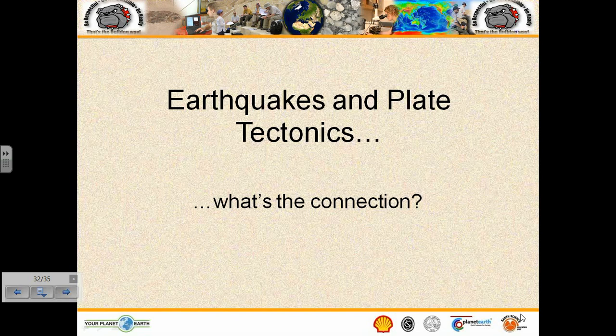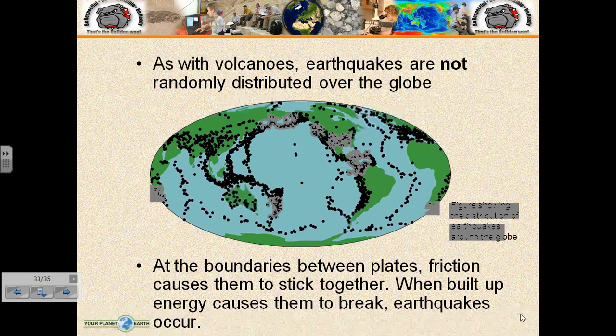Earthquakes and plate tectonics. What's the connection? Well, as with volcanoes, earthquakes are not randomly distributed over the globe. In fact, at the boundaries between plates, friction causes them to stick together. When built up energy causes them to break, you then get earthquakes to occur. So if you look at these spots, this figure shows where the distribution of earthquakes occur around the globe. And if you'll recall from the previous images of the tectonic plates, many of these distribution of earthquakes, if not all, are aligned with that of the boundaries between the tectonic plates.